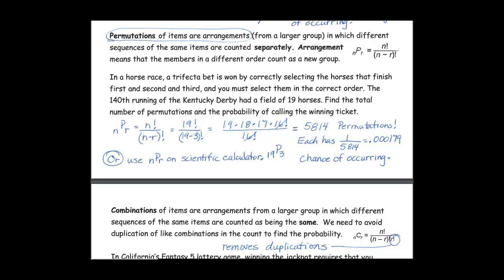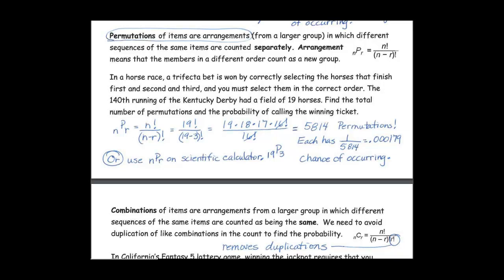So 19 factorial, I'm going to write 19 times 18 times 17 times 16. I could continue on times 15 times 14, but I'd fill out my page. So I'm just going to end it with 16 factorial. And our denominator, n minus r, would be 19 minus 3, which is 16 factorial. That's partly why I stopped at 16 factorial, because I can see that a majority of this all eliminates.